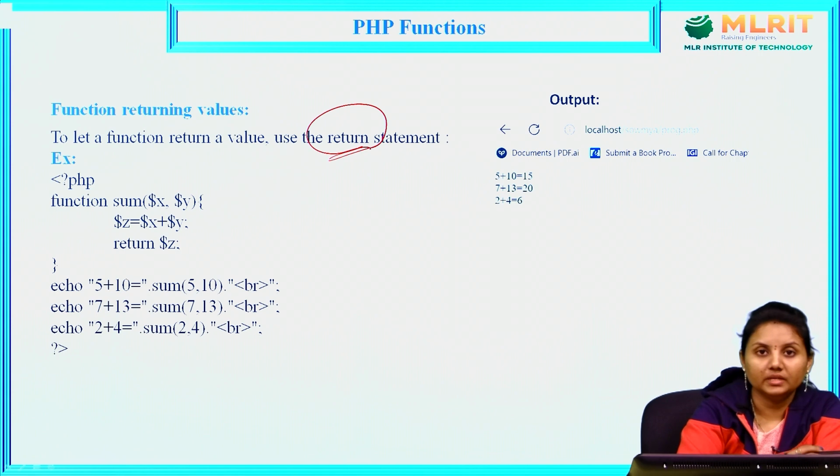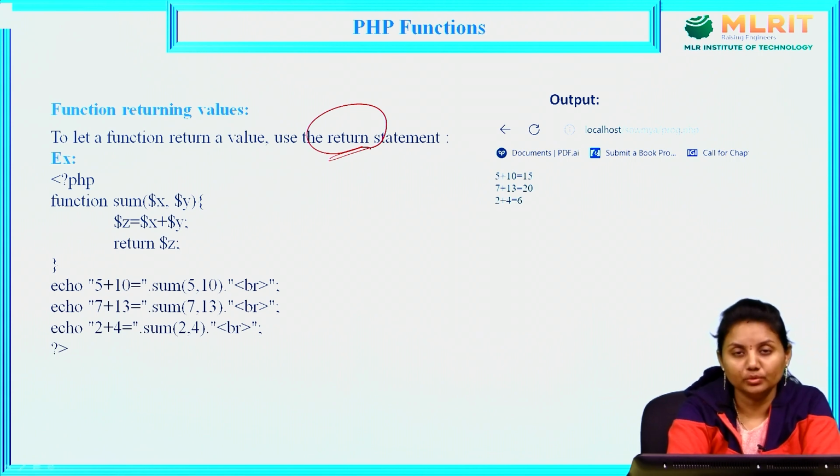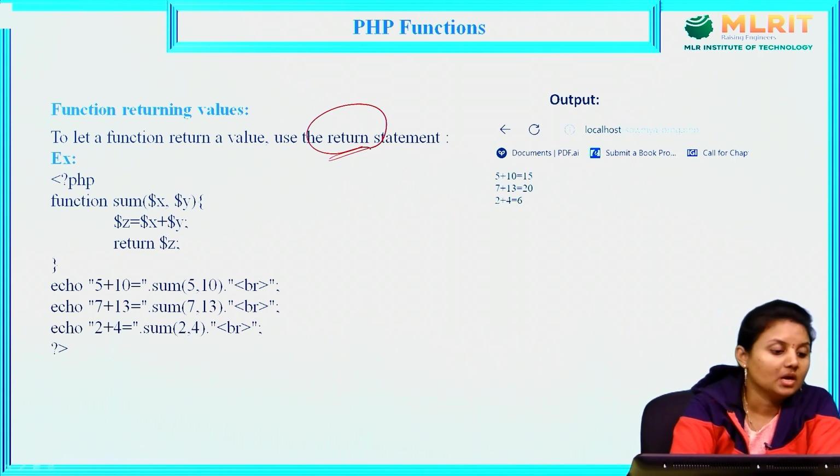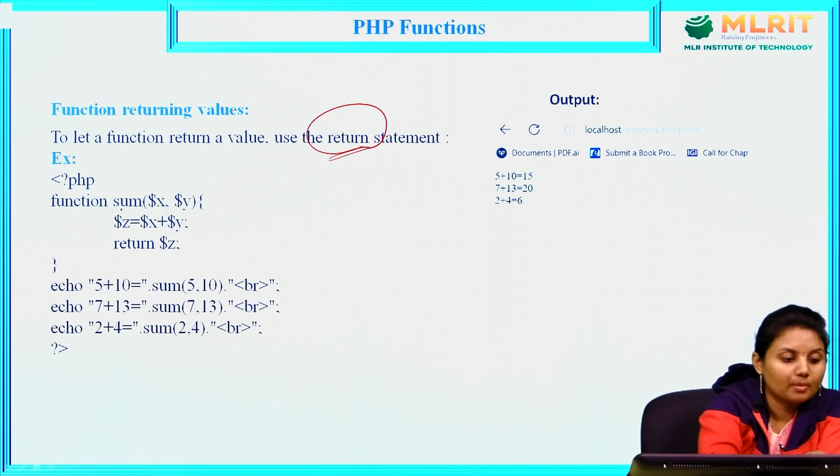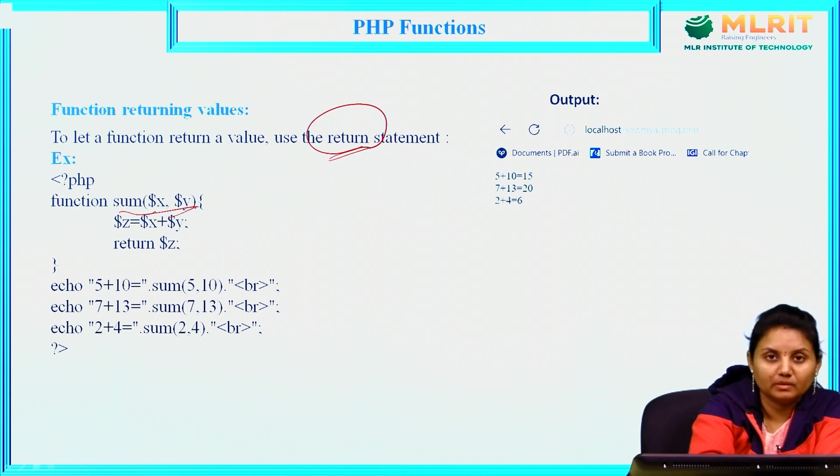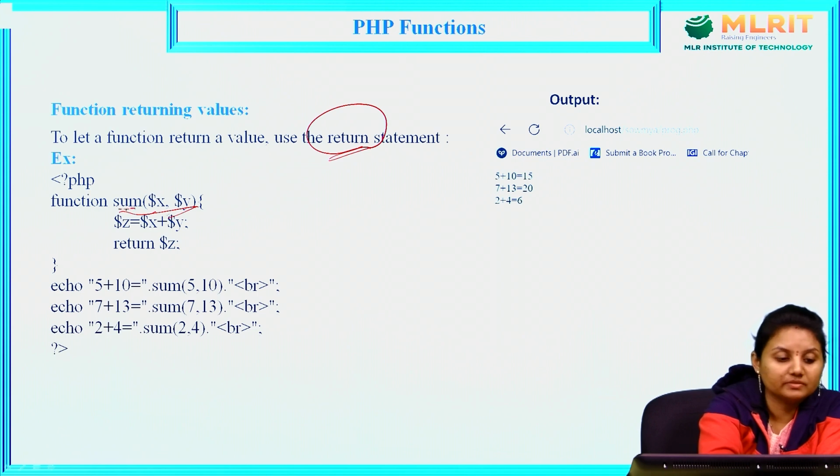So return is a keyword that we are going to use for returning the statement. Here we have a sum of two numbers. $x and $y, these two are the variables that are passed as the parameters for sum. We have given the business logic, and you're returning $z. $z means what? Sum of two numbers.